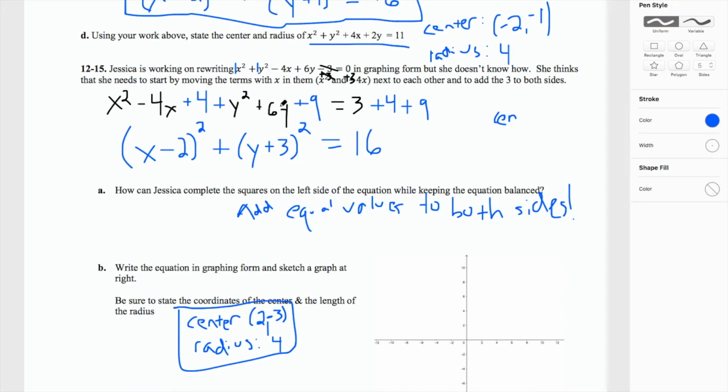If she needed to make the left side bigger, she just needed to add the same amount to the right side to keep the equation balanced. And then she can factor into her graphing form, and she can easily tell what the radius is here.